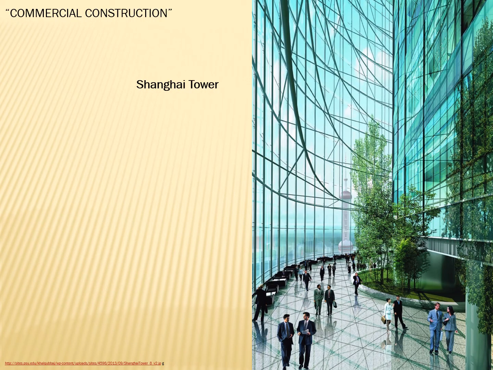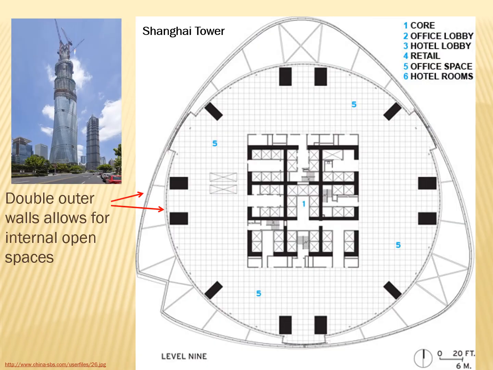Now we want to talk more about the shell, the walls of the shell. And this is Shanghai Tower, which has a double-walled system creating a whole environment in between the walls. As you can see here in a section of the floor plan.